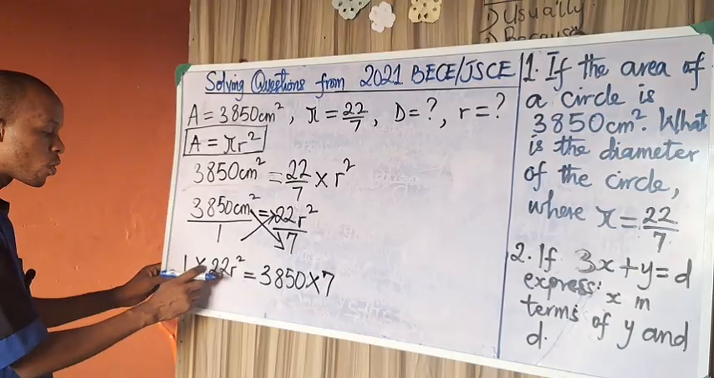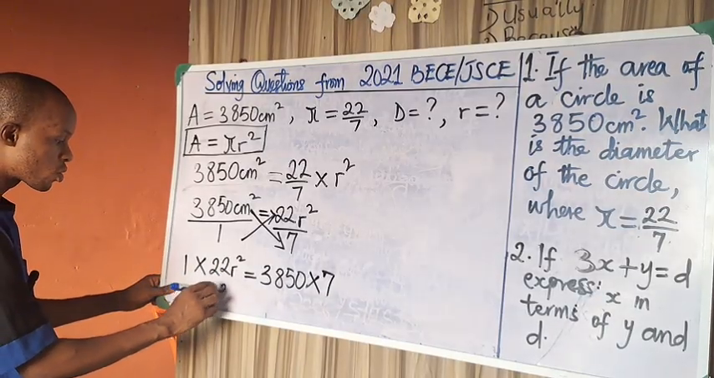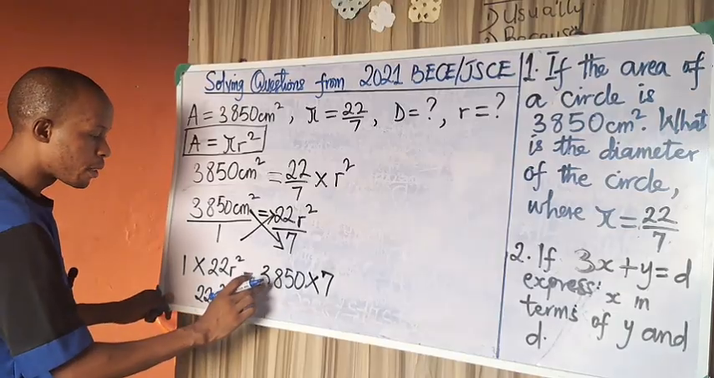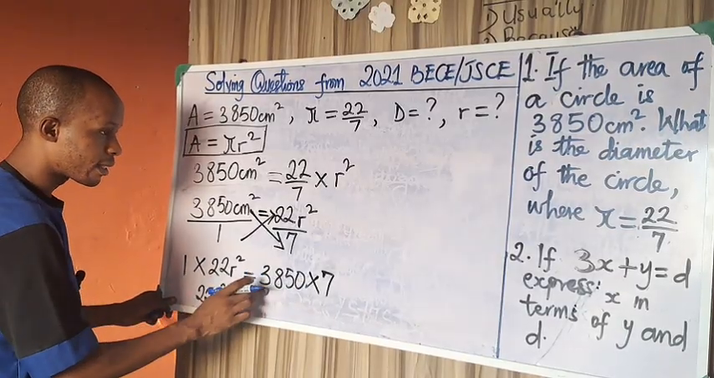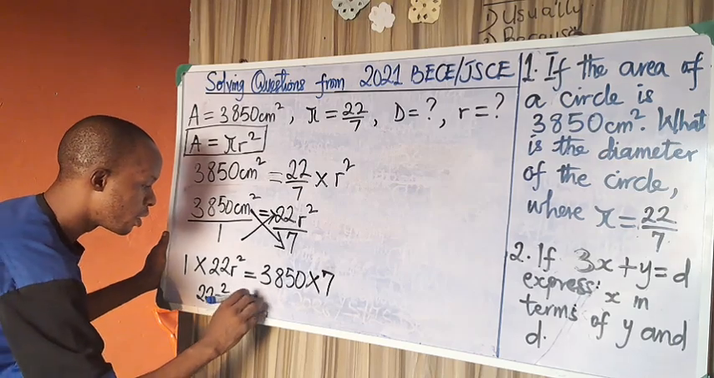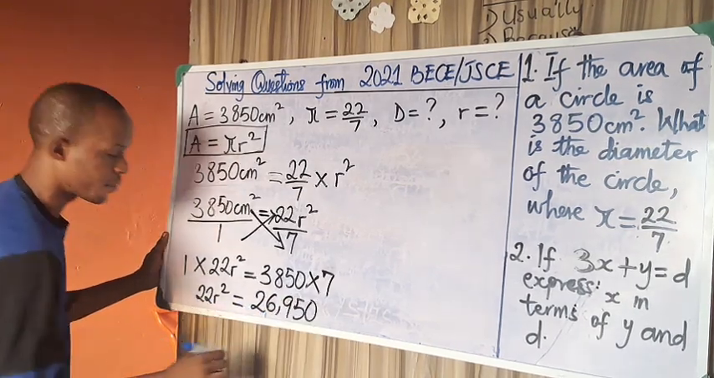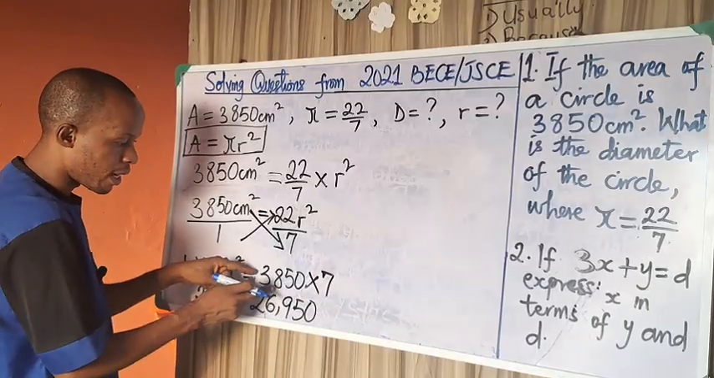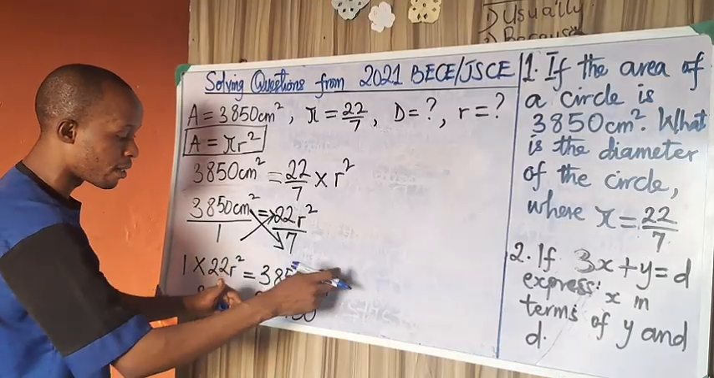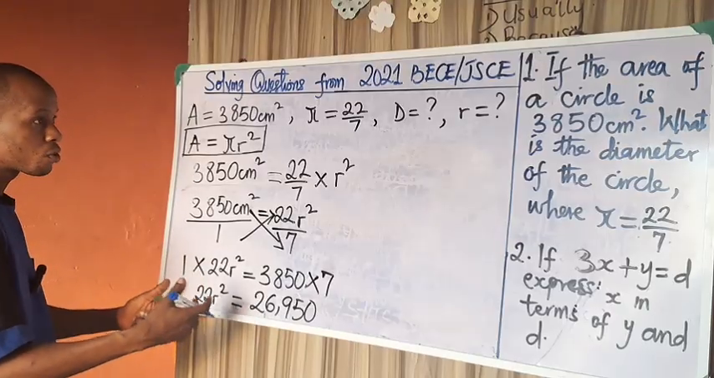1 multiplied by 22r squared will give us 22r squared equals 3,850 multiplied by 7. The answer will be 26,950. Okay, we have multiplied 3,850 by 7, and this is the result. Okay, what am I supposed to do next?